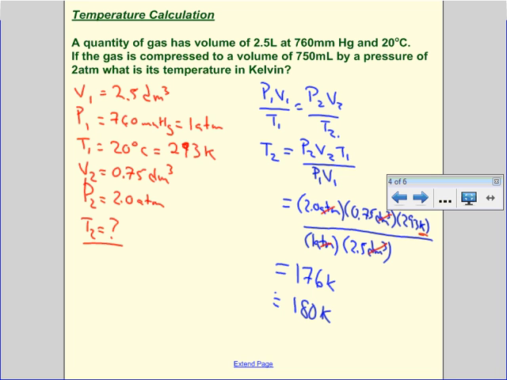So I've shown you a couple of calculations, pretty straightforward. Write down everything you know on the left-hand side with all the variables. Use the combined gas equation to solve for what you don't know, rearranging, of course, for that variable.